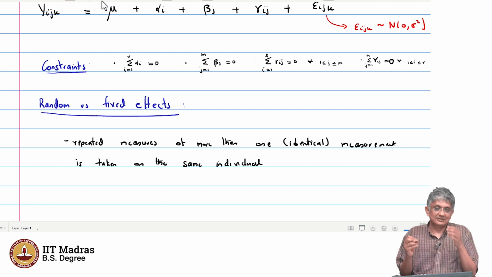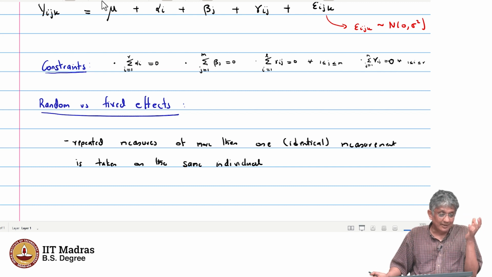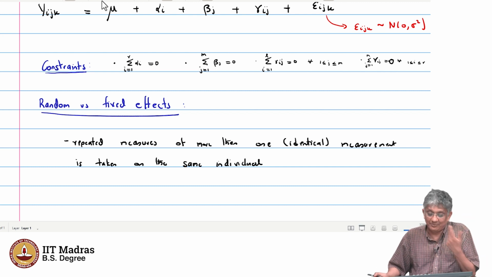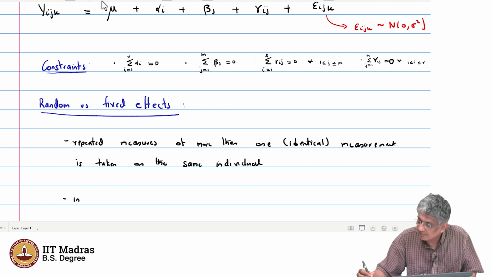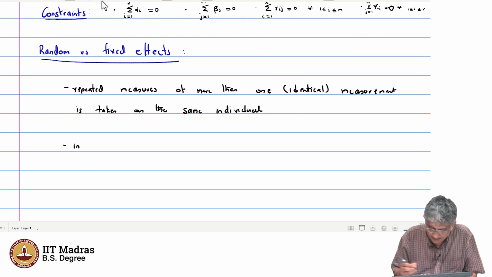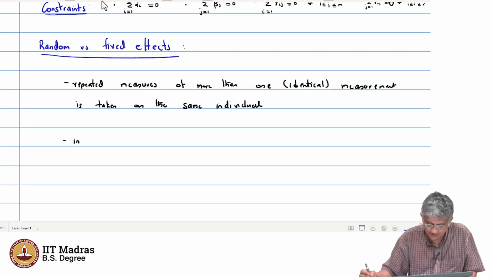So in such cases, the group effect alpha I can be thought of as random, because we only sample a subset of the entire population of subjects, right? Until now we have done it with the fact that only epsilon was random, but in this case, what we could do is this.